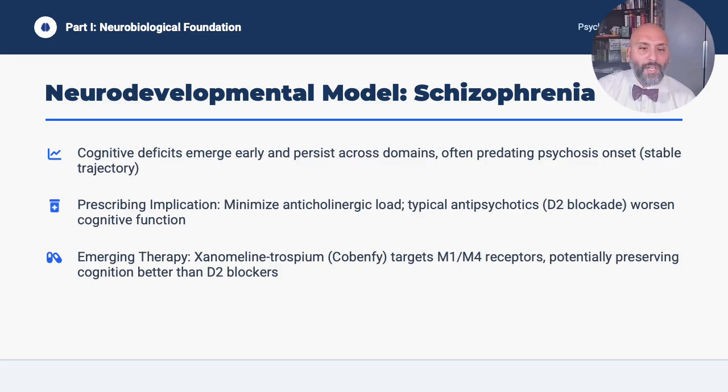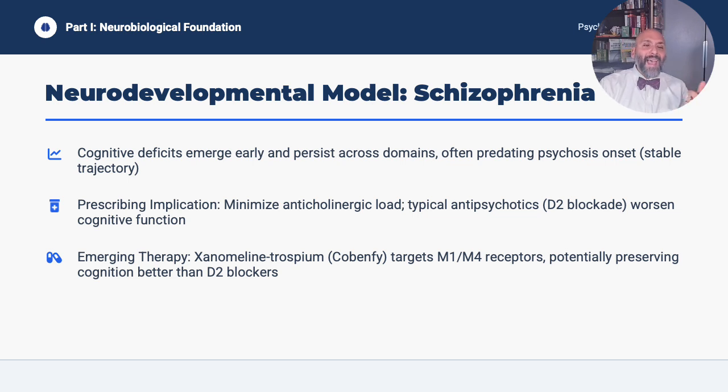So I mentioned earlier xanomeline-trospium, brand name Cobenfy, which came to market in the last couple of years. It targets the muscarinic acetylcholine receptors, specifically M1 and M4. These receptors are involved in cognition, learning, and cortical regulation. The idea is to reduce the psychotic symptoms without relying on heavy dopamine blockade, which has historically come with those cognitive trade-offs. So this really represents a shift from how much dopamine can we block to how can we stabilize psychosis while preserving brain function.